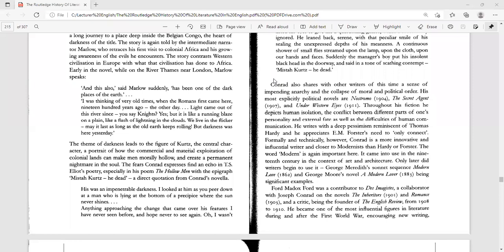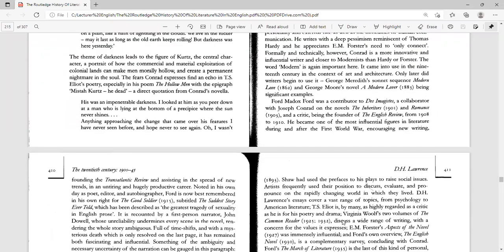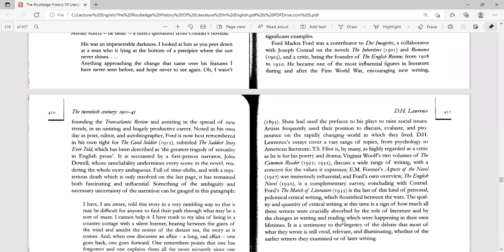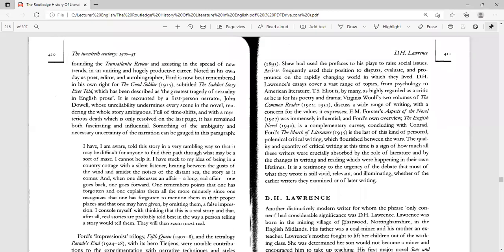Next novelist is Ford Madox Ford. He was part of the Imagist movement, a modernist movement with T.S. Eliot, Ezra Pound, etc. And Ford Madox Ford was an influential writer of his time. He wrote a novel called The Good Soldier, and that is his best anti-war novel.